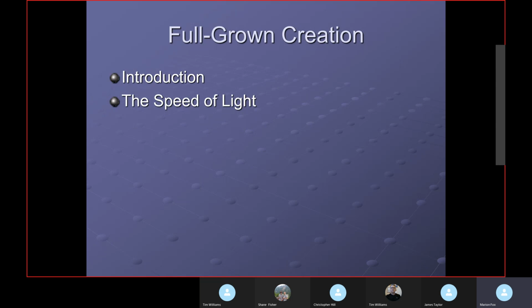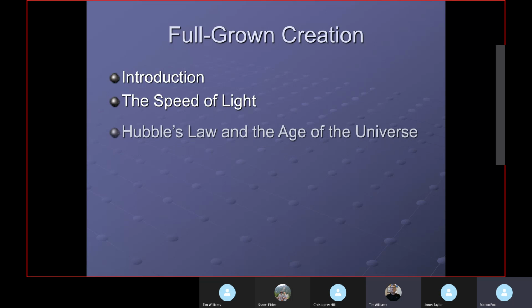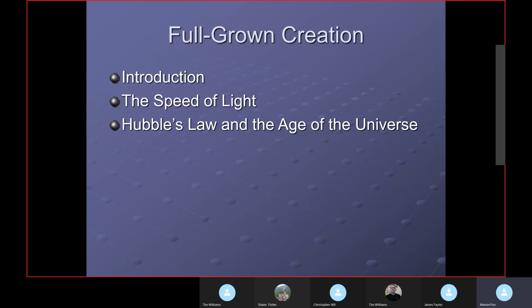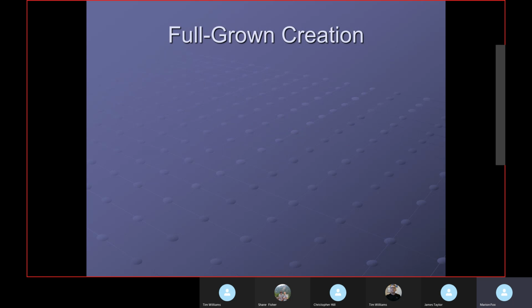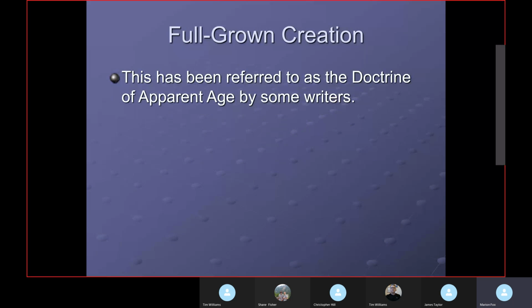We're going to be looking at the speed of light, and we will not have time to get into Hubble's law and the age of the universe. We'll get into that the next lesson or two, and then the problems with the Big Bang Theory as well. That'll come a little bit later, okay? So we won't get into those last two tonight. The first two we will get into.